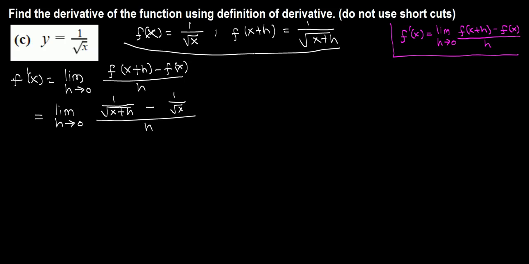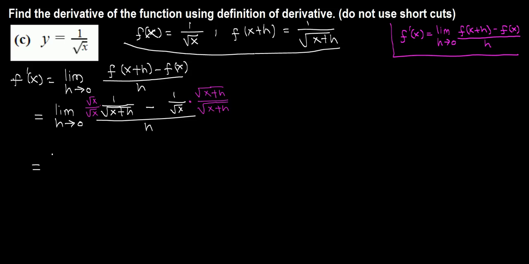Now this is pretty much a limit problem that we've seen in section 2.3. How do we evaluate this limit? Look at the top: we have a fraction minus another fraction, so we need to combine these two fractions first. For that, we need to take a common denominator. So multiply the second fraction by the bottom of the first, square root of x plus h over square root of x plus h, and the first fraction by the bottom of the second, square root of x over square root of x.